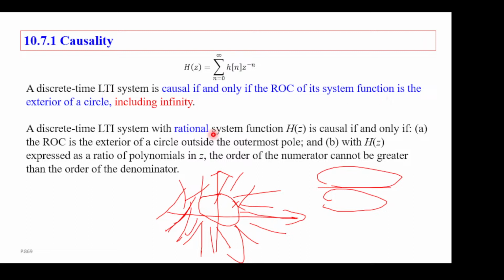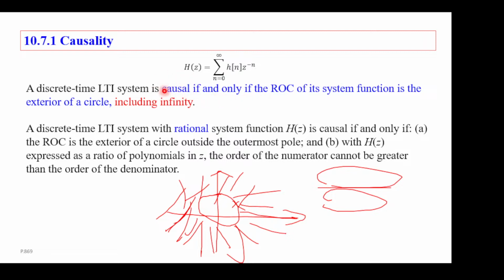Also, okay, I guess there are two things we say here. It's causal if and only if the ROC is the outermost possible ROC, so the exterior of a circle, and there is another thing, that it includes infinity. So basically there's 1 and 2. There are lots of ways to look at this. There is an if and only if, so let's talk about the only if direction.